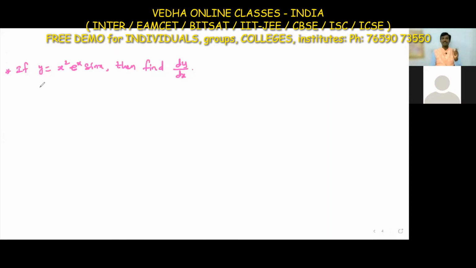If y is equals to x square into e power x into sin x, then find dy by dx. Okay, so here the question we are going to discuss on uvw here. Okay, so now what is given in this question here? Given y is equals to x square into e to the power x into sin x. Okay, now I am differentiating with respect to x on both sides.